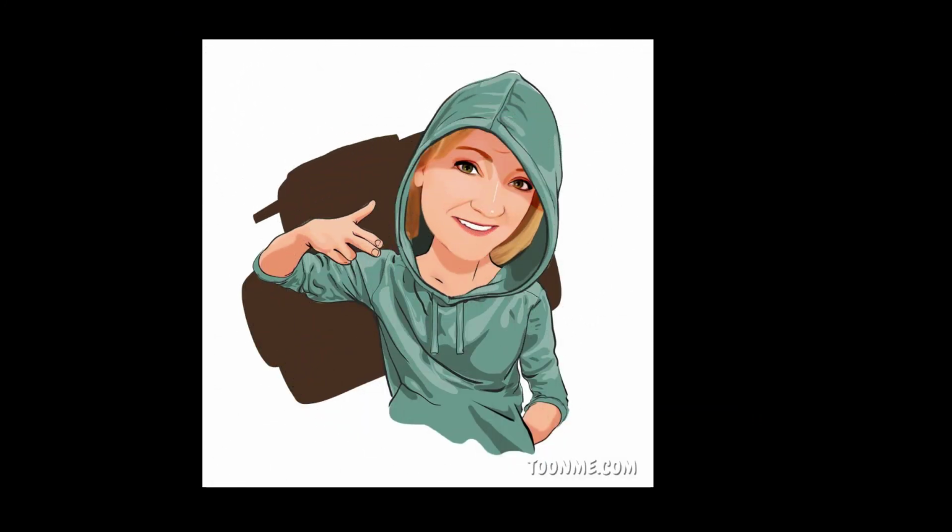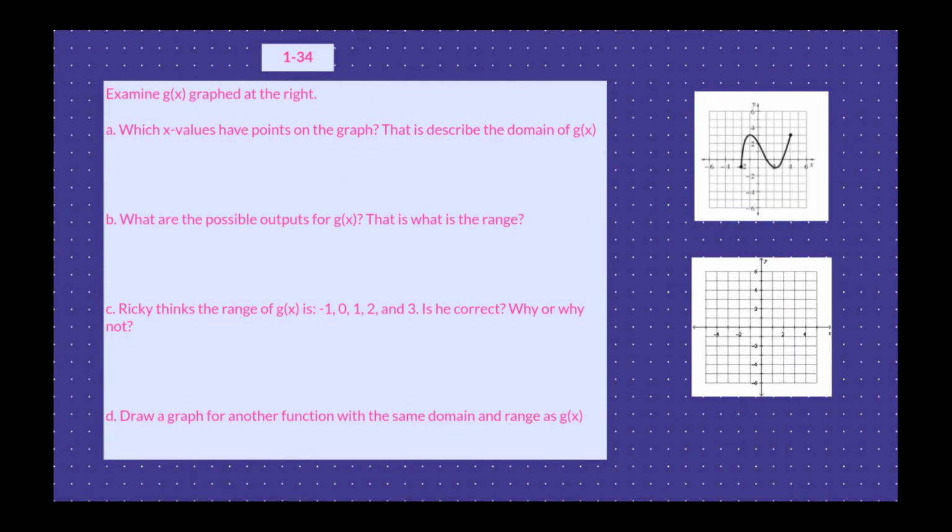You got this. Let's learn some math. First problem that we have for lesson 1.1.3 is review and preview. And so I'm going to go over these little answers and then move on to the next problem.